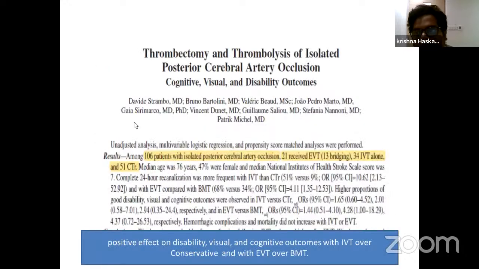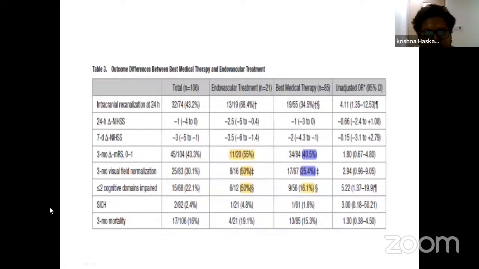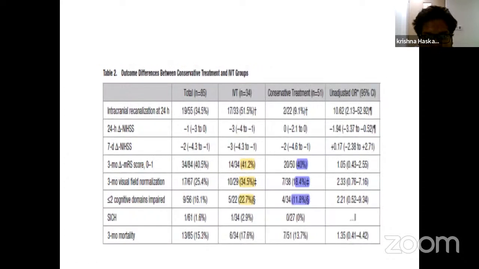And this is a journal published in the AHA Stroke Journal, on thrombectomy and thrombolysis of isolated PCA occlusion. They did this on 106 patients, which showed a positive effect on disability, visual, and cognitive outcomes with endovascular treatment. Compared with the endovascular treatment, the 3-month mRS, 3-month visual field normalization, and improvement in cognitive domains were seen to be better compared to the best medical therapy and IVT. So endovascular treatment has a good role and showed a beneficial effect in improvement of the visual fields and the cognitive domains compared with the best medical management.